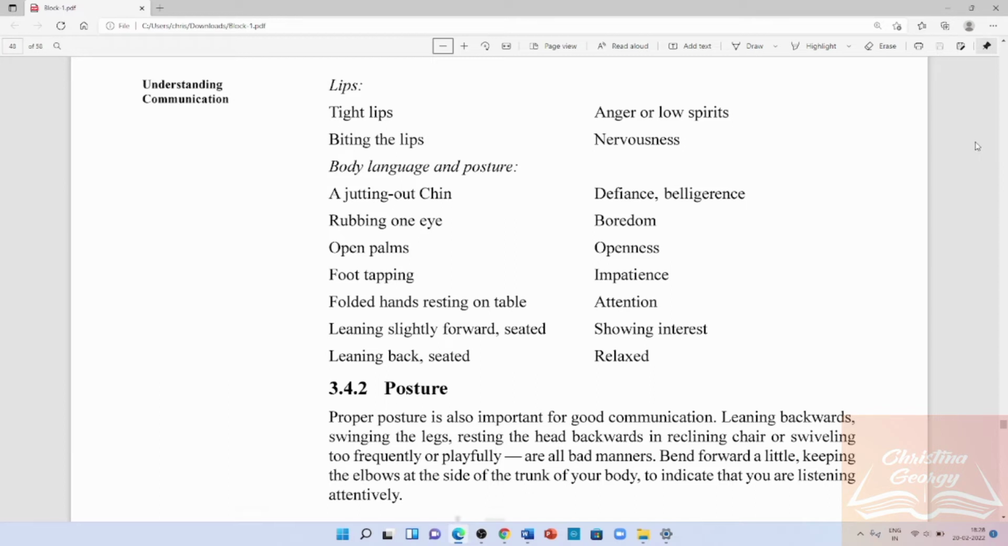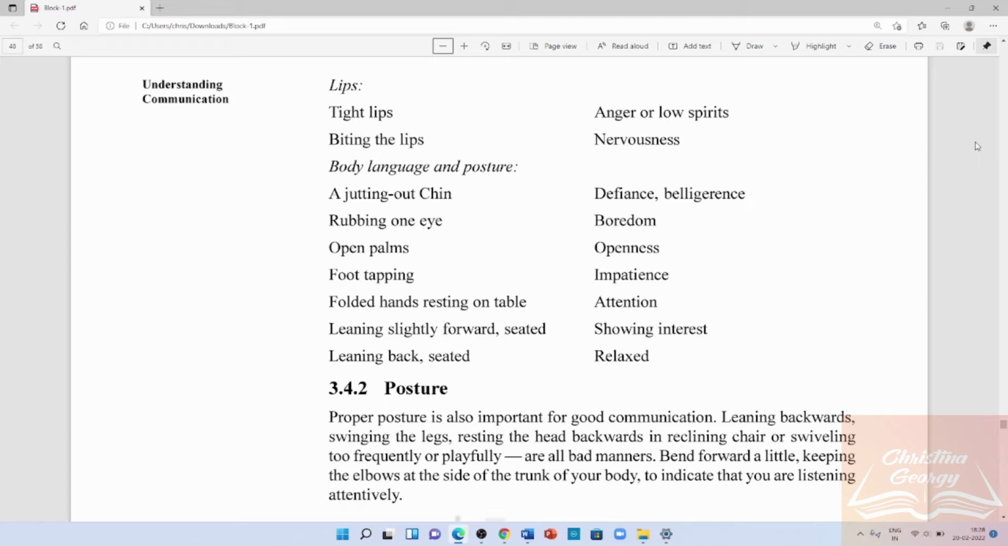Body language and posture also matter. Just imagine rubbing one's eye in front of someone. That could definitely show boredom. Foot tapping is another gesture that shows impatience. Folded hands resting on table shows attention, whereas leaning slightly forward seated shows interest. Leaning back seated implies a relaxed state, and so on.